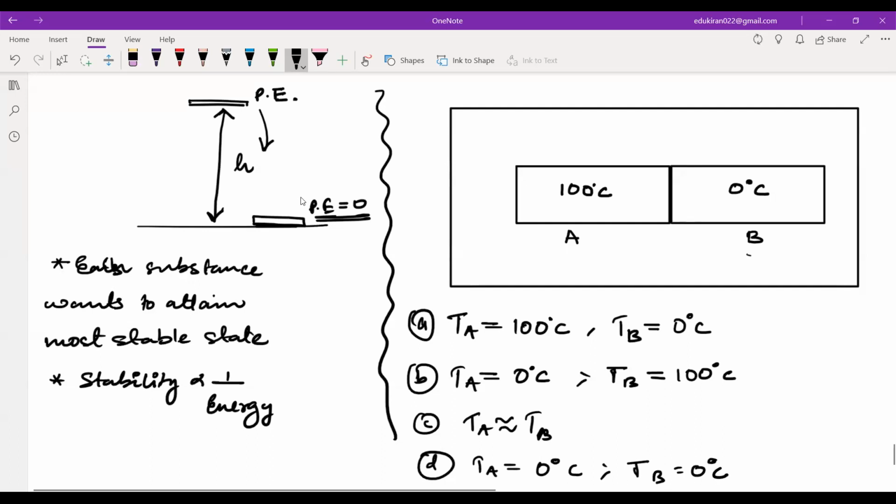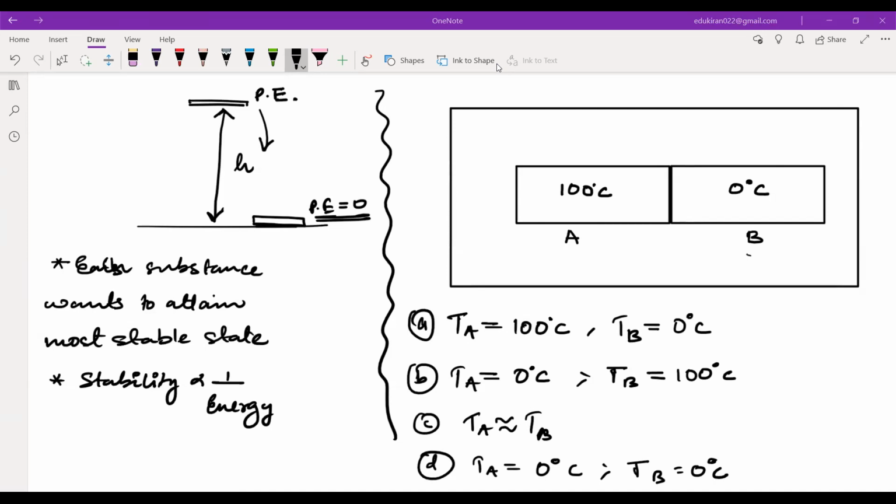What will happen after a long time? We have touched A and B blocks. A is at 100 degrees Celsius and B is at 0 degrees Celsius. After a long time means after a very long time. As long as you want to think, think that long.